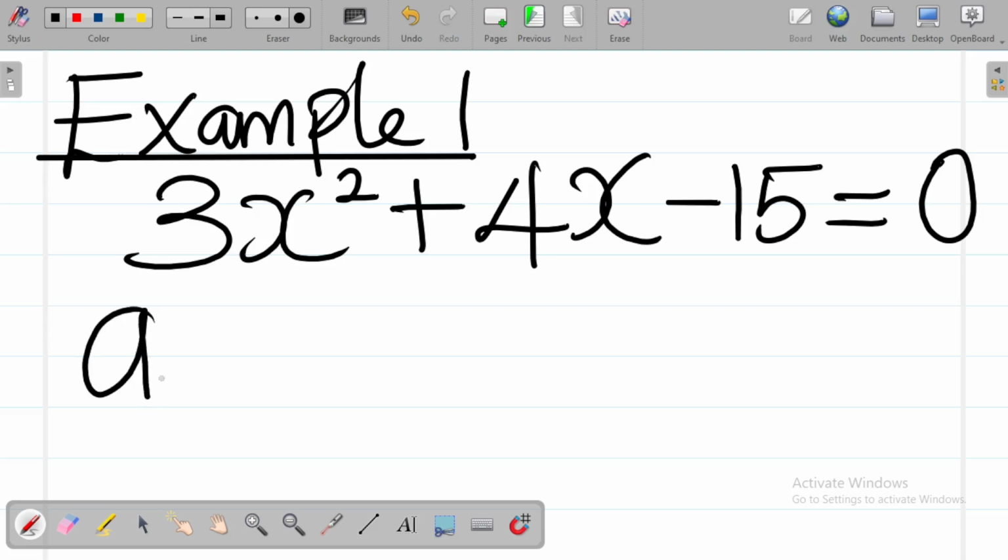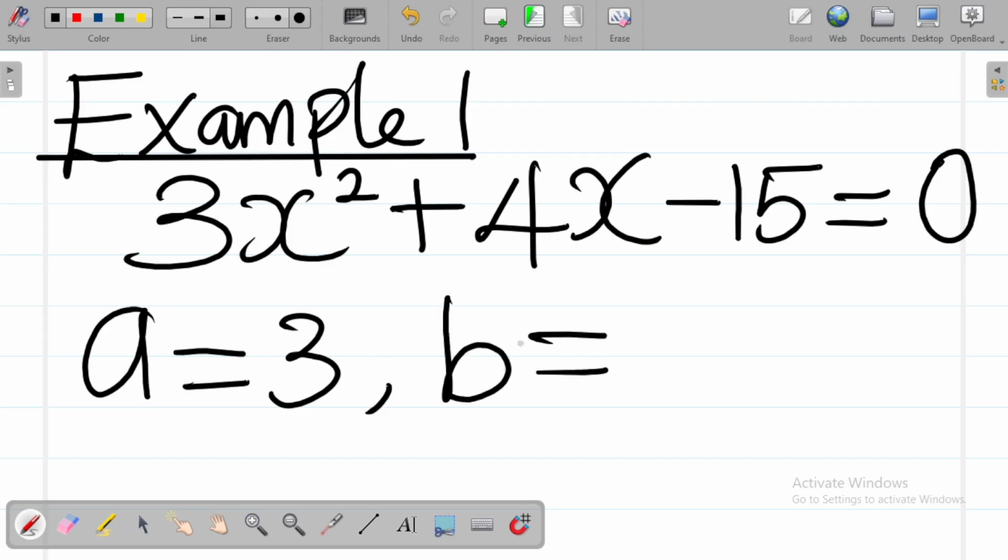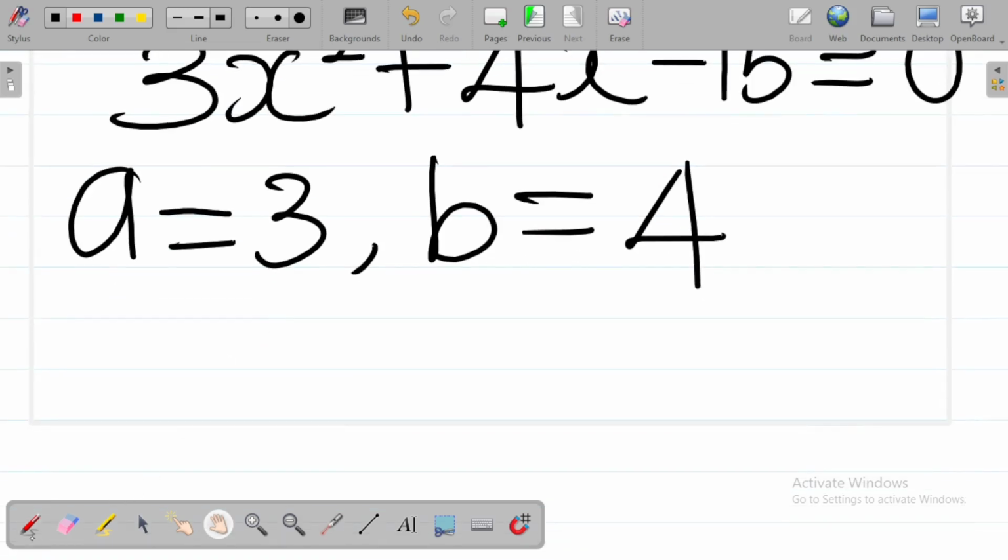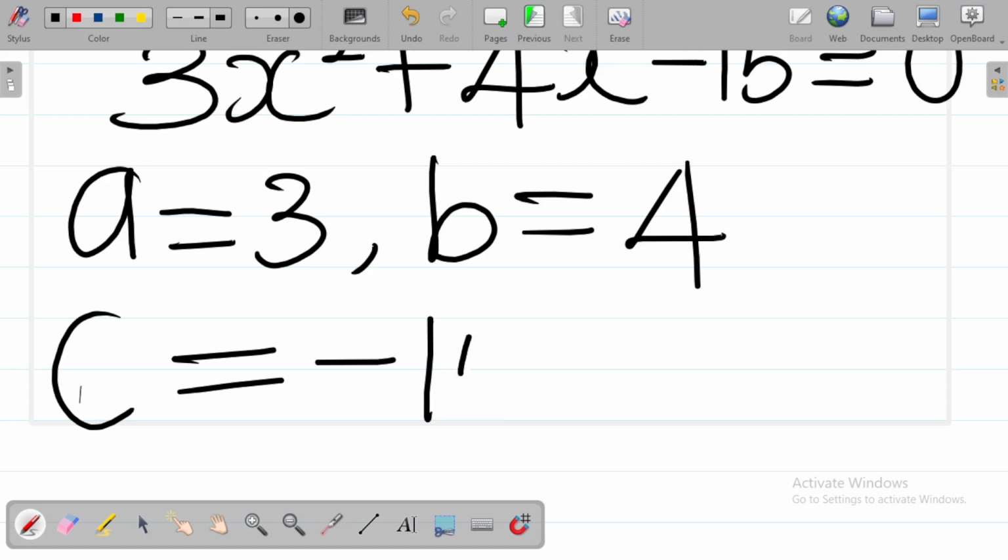Remember that a is the coefficient of x squared, and the coefficient of x squared here is 3. So a is equal to 3. And then b is the coefficient of x, and the coefficient of x in this equation is 4. And also c, which is the constant term, is minus 15.